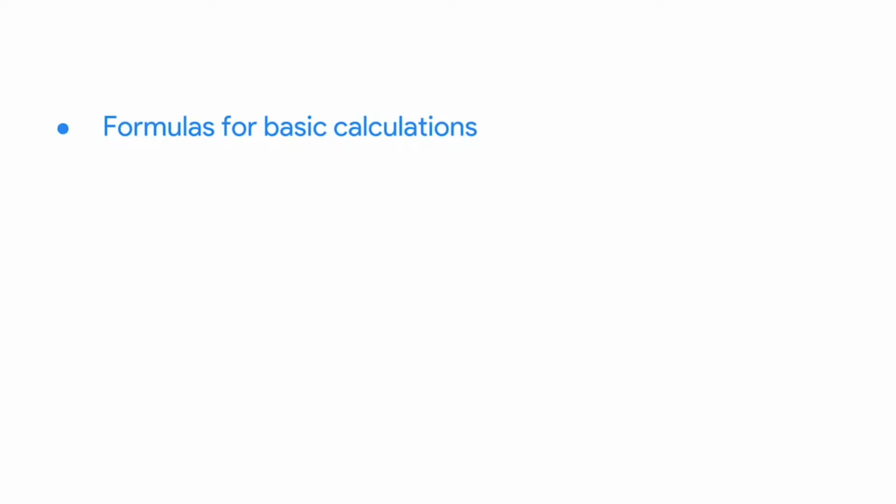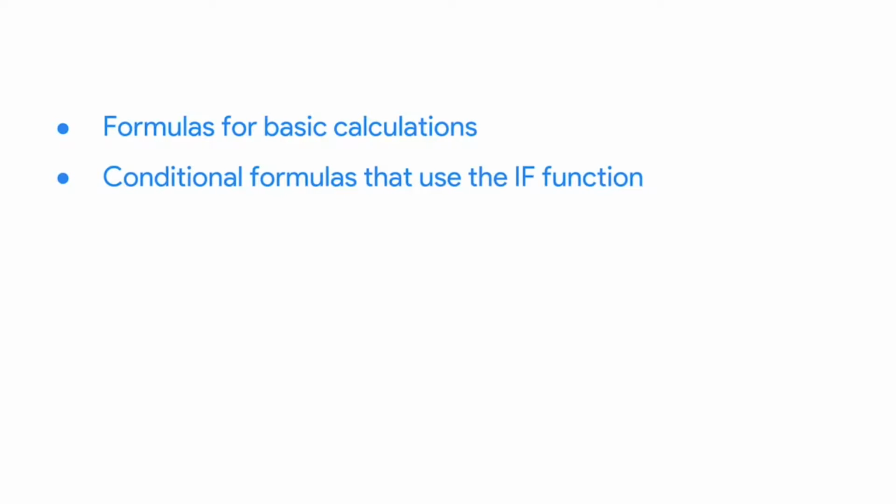Over the next few videos, I'll show you some ways to be as efficient as possible while completing calculations during your analysis. We'll start by revisiting spreadsheets, where we'll look at formulas for basic calculations. Then we'll move into conditional formulas that use the if function to check whether a condition is met through a calculation. After that, we'll explore the multifunctional SumProduct function.